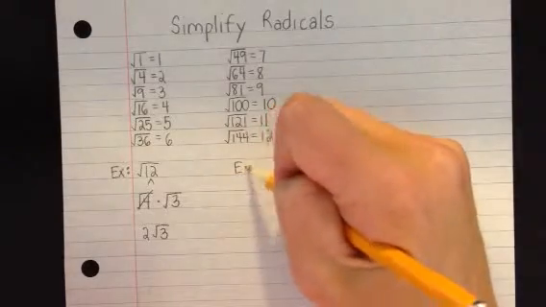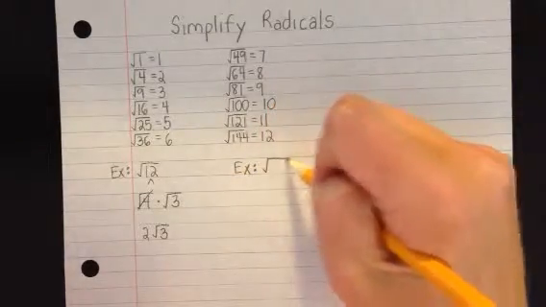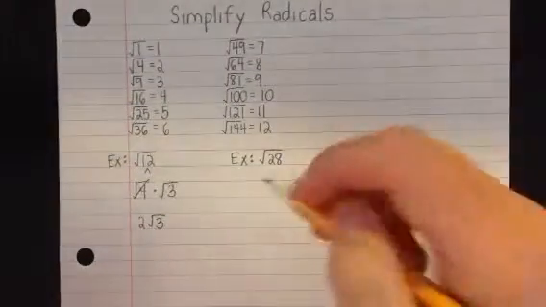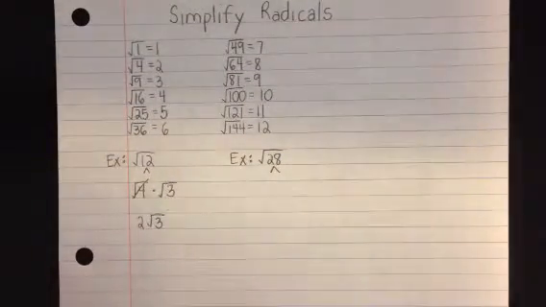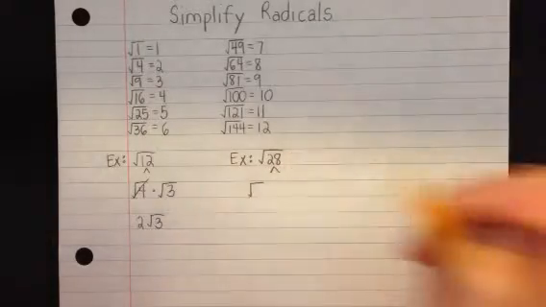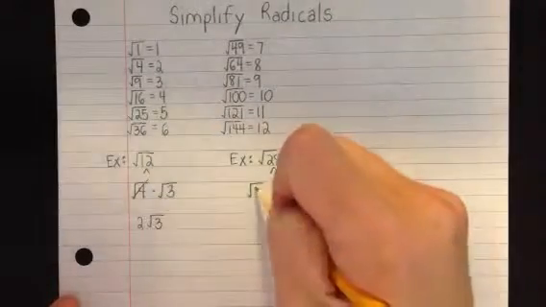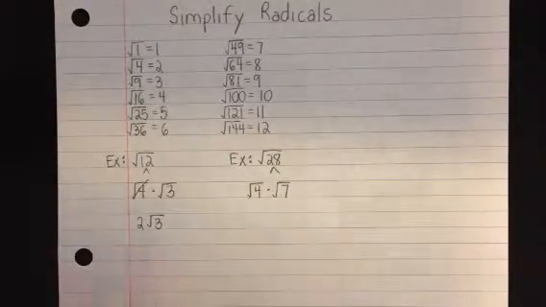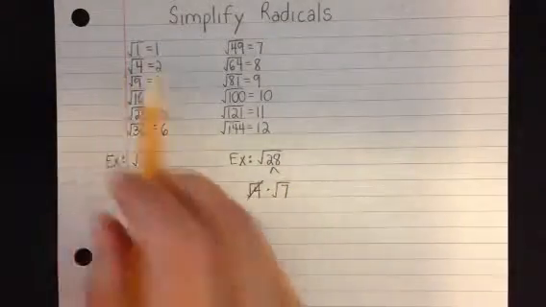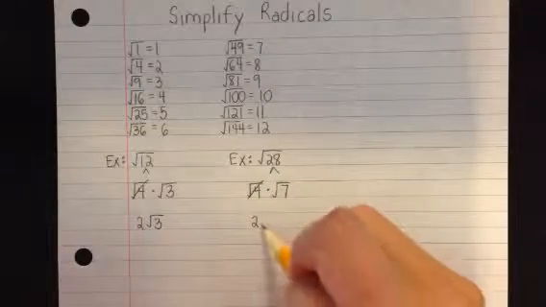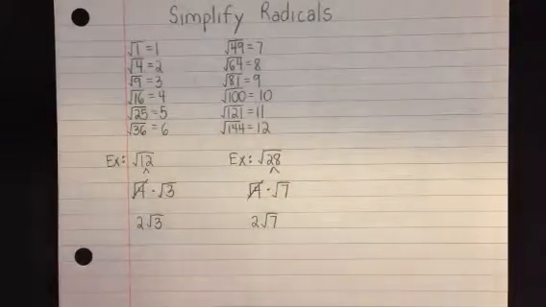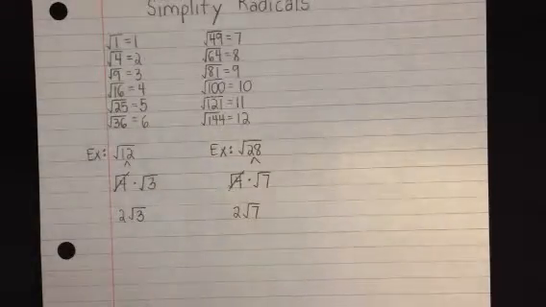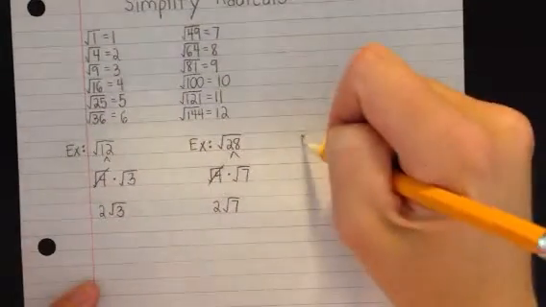Alright, let's look at another example. If we have square root of 28, let's break that up. Square root of 28 can be written as square root of 4 times square root of 7. And again, we know the square root of 4 from above is 2. And we're just going to leave square root of 7 because it doesn't make a whole number when you take the square root of 7.